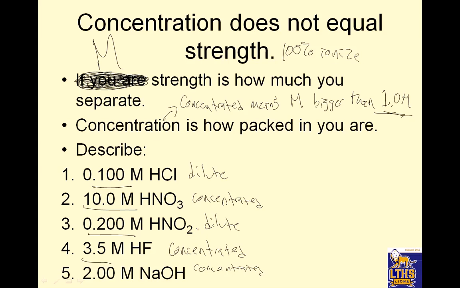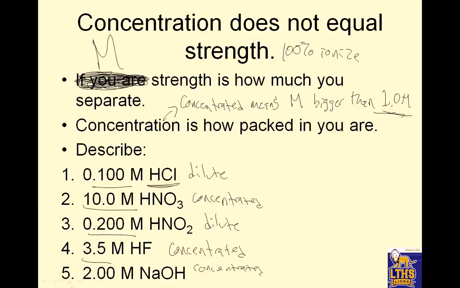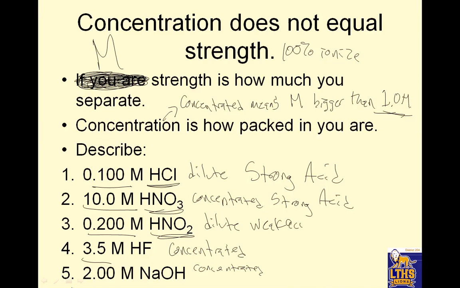Now, strength depends on your identity. Is HCl one of my strong acids? Oh, look, they're right here. HCl, H2SO4, HNO3, those are my strong acids. HCl, hey, that's a strong acid. HNO3, hey, that's a strong acid. HNO2, that's not strong. Must be a weak acid. HF, not strong, weak acid. NaOH is a group 1 hydroxide, so it is a strong base.